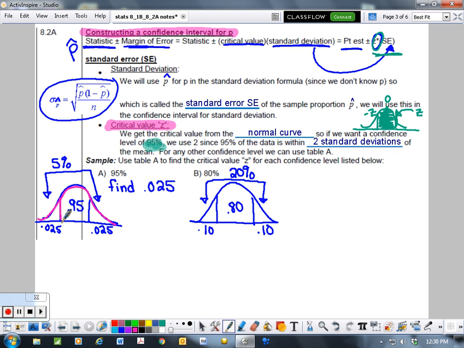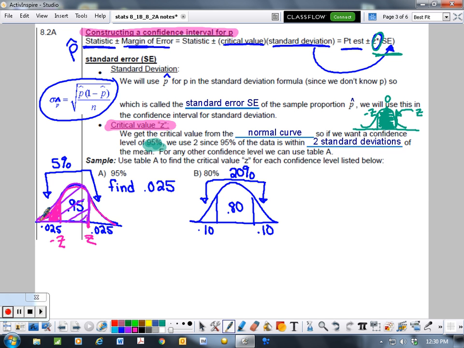We want 95% in here, which means to find Z, I need to know this, or I need to know this. And so if I'm looking at my table, I need to know the area under here, or I need to know the area under here. And so I've got two options. The easiest option is finding the pink area.